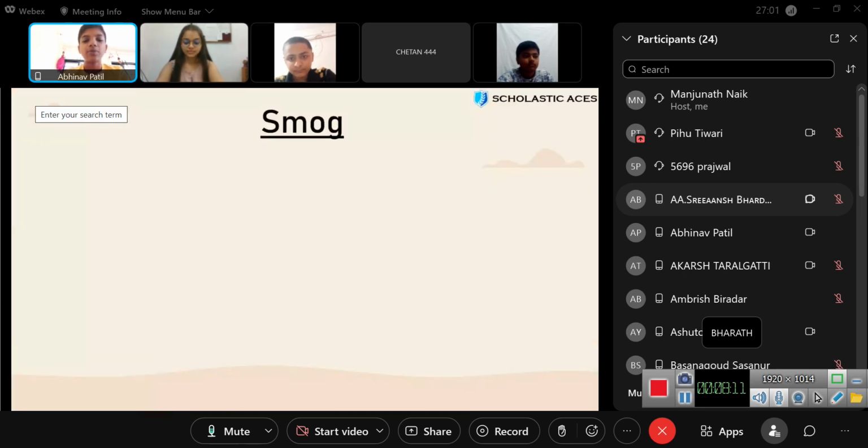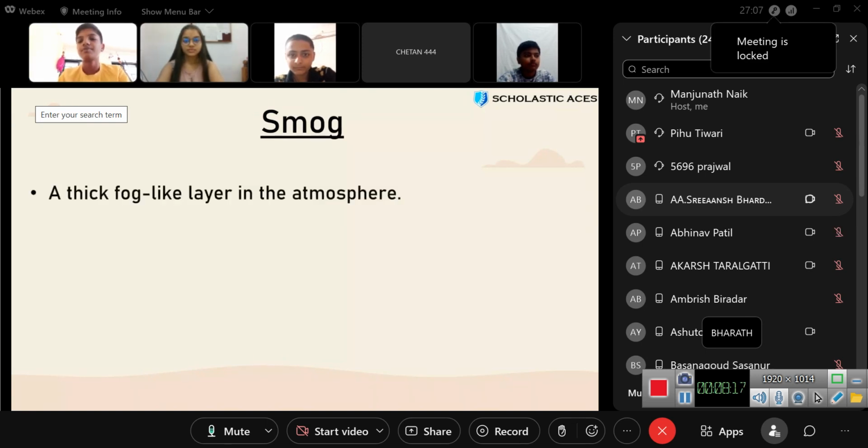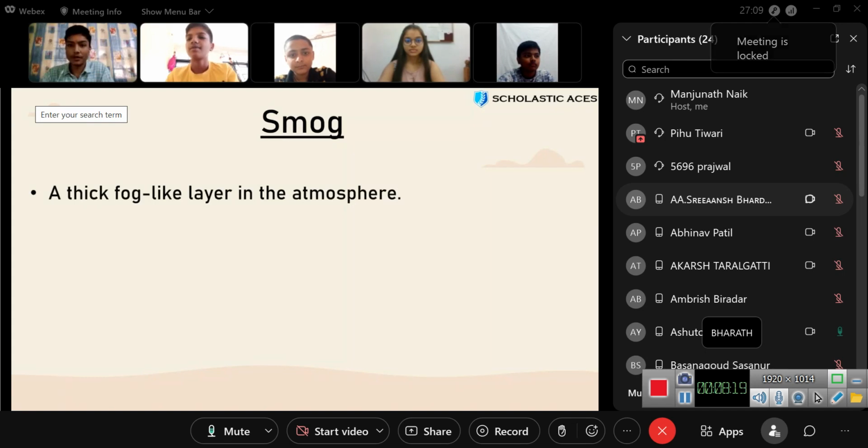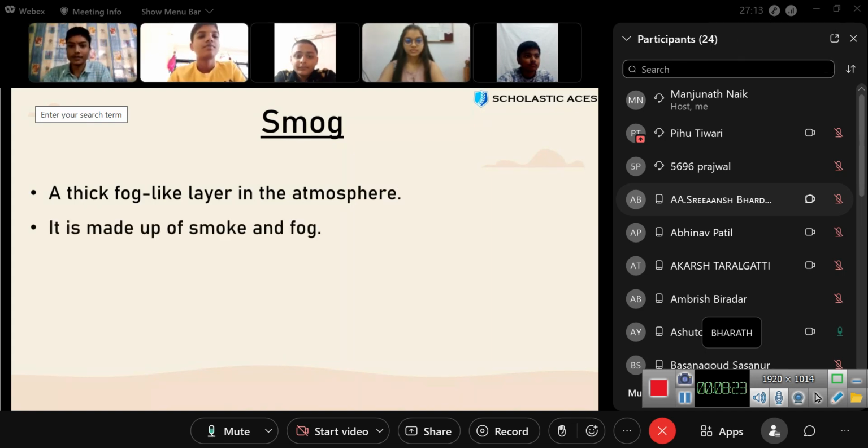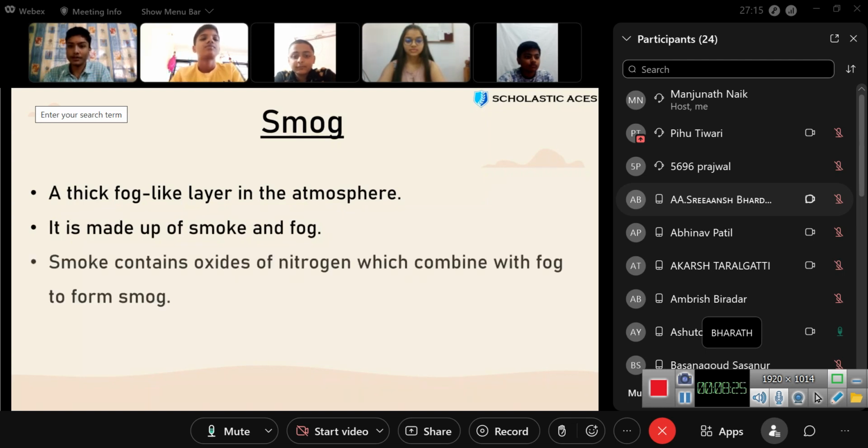To explain you more about smog, I hand it over to Ashutosh. Thank you, Avinav. Now let me brief you all about what is smog. A smog is a thick fog-like layer in the atmosphere. It is made up of smoke and fog both. Smoke contains oxides of nitrogen which combines with fog to form smog.